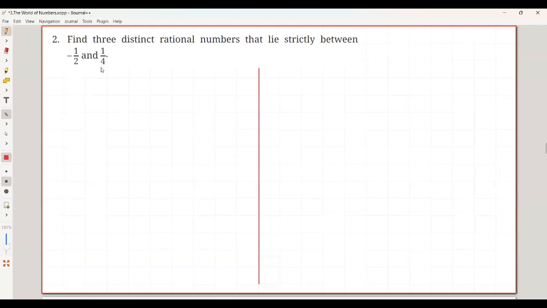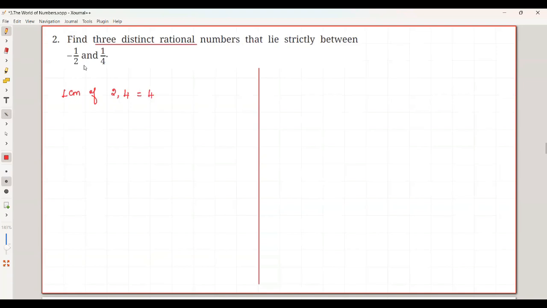If they are having the same denominator, as they are asking 3 distinct rational numbers, we have to multiply with 4. Correct? 3 means you have to multiply with 4. Here the denominators are not the same. First step, you have to make the denominator the same. Then you have to multiply with 4. So for making the denominator the same, I have to just find the LCM. Okay, LCM of 2, comma 4. It will be 4.